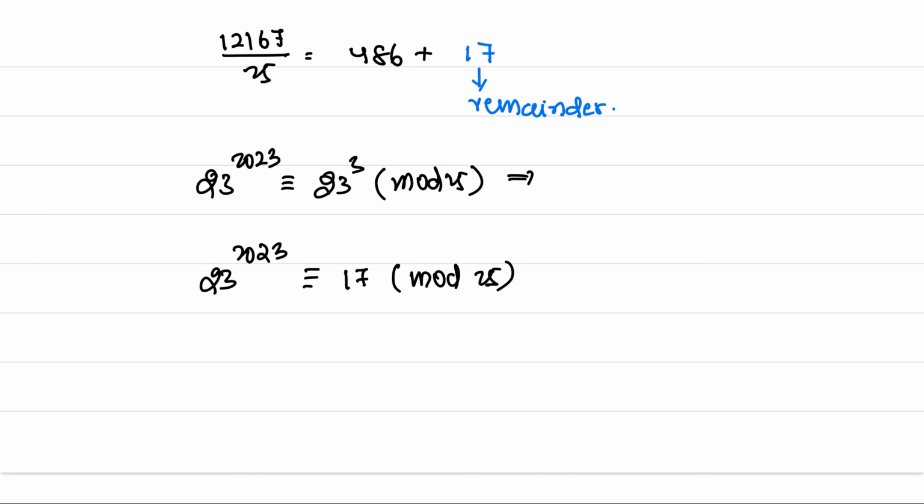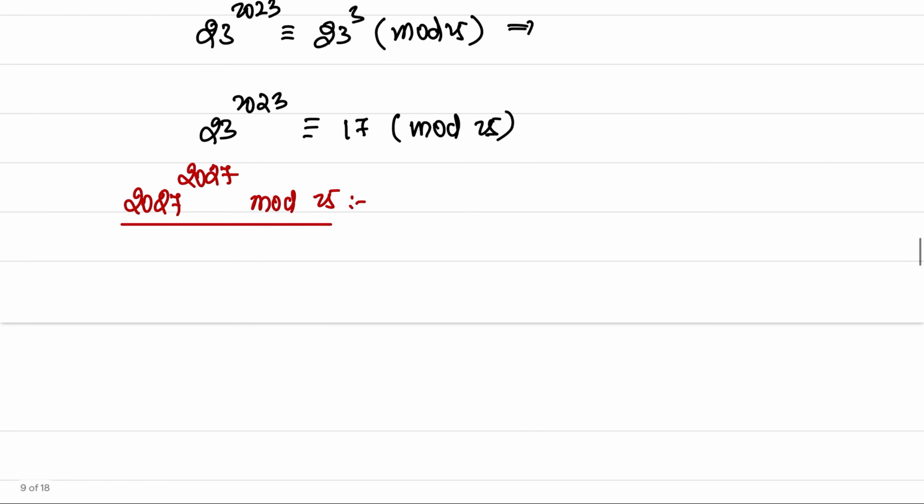Similarly, we have to compute 2027 to the power of 2027 mod 25. We have calculated 2023, which implies 2023 to the power of 2023 is equivalent to 17 mod 25. Now we have to calculate 2027 to the power of 2027 mod 25.